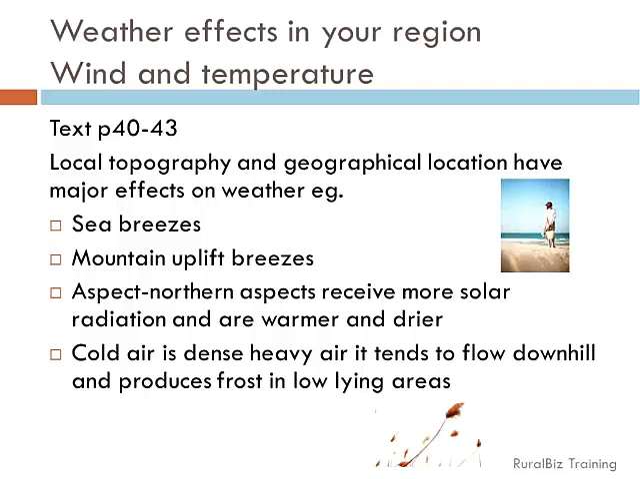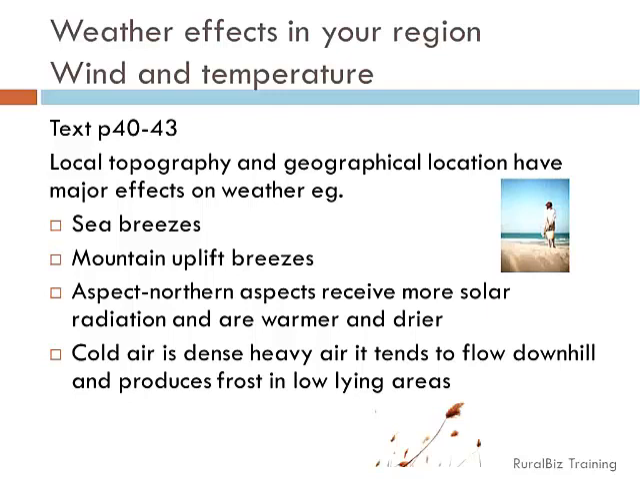If you're near large mountains, you can sometimes get mountain uplift breezes. There's differences in climate caused by simply the direction that you're facing. Northern aspects receive more solar radiation, and therefore they're warmer. They're also drier. So they may be of benefit in that they provide shelter for stock. They may start growing grass earlier in the season, but they also dry out more.